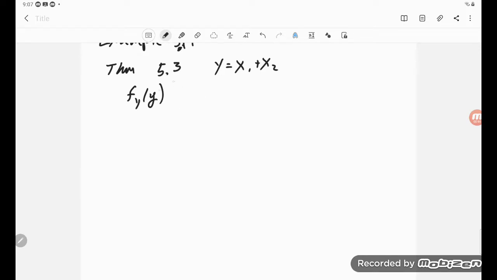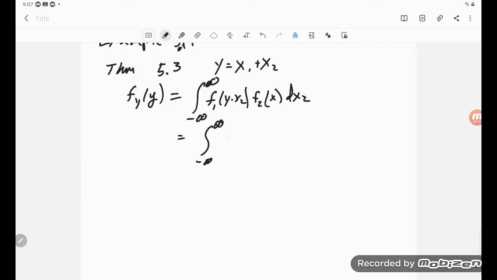f sub y, and that is our integral from minus infinity to infinity of, and they write it either way, so f1 of y minus x2 times f2 of x2, this convolution, dx2, or you can write it as the integral from minus infinity to infinity of f2 of y minus x1 times f1 of x1 dx1. So that's the theorem we're using.